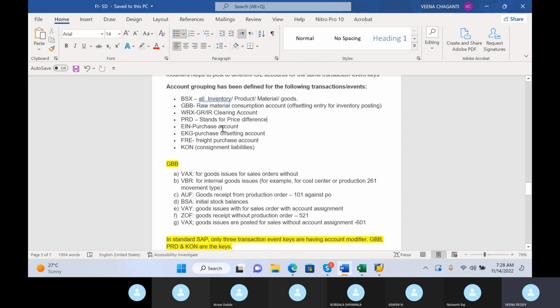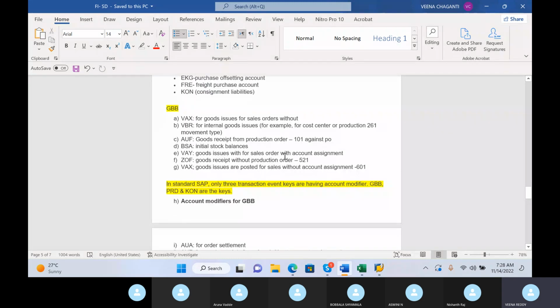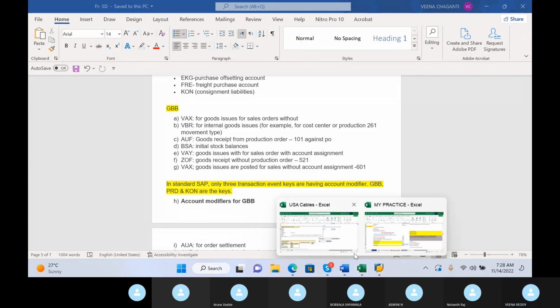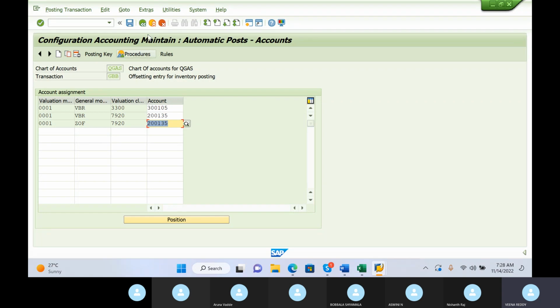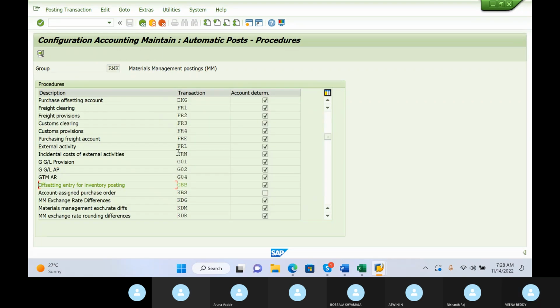Okay, this is purchase account, purchase offsetting. These are the OBYC transaction keys. GBB, I said, PRD, freight, revenue, like this. The combination of transaction keys will assign the GL accounts according to the requirement. This is our duty to maintain FIMM integration and VKOA integration. We have to maintain the combination of transaction keys, and we will maintain the GL accounts.